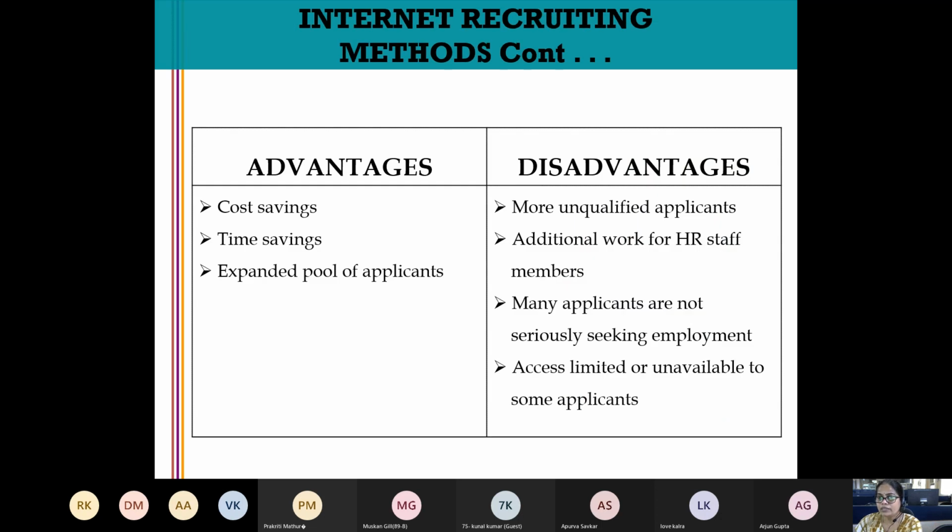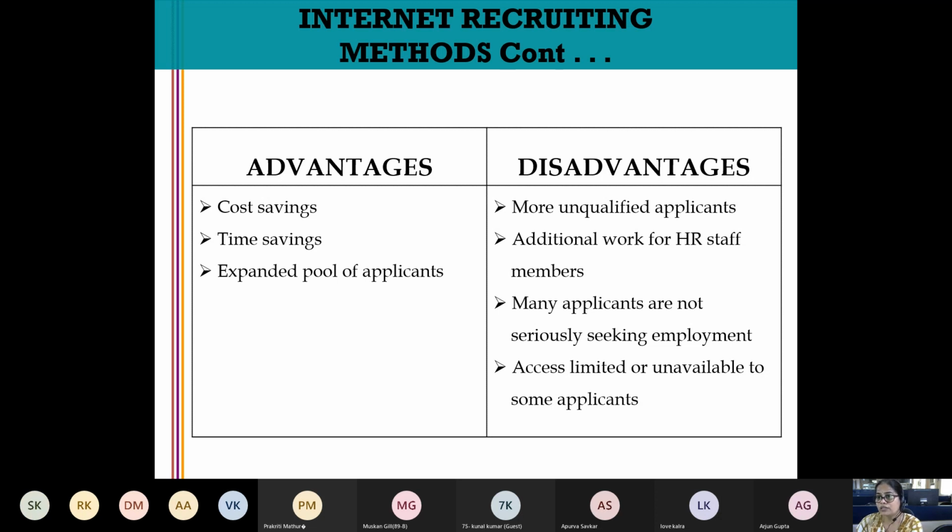Basically, what are the advantages? Please refer to this. Remember, because I'm going to take one very important case study on this internet recruitment method. What are the advantages? One is cost saving. With one click, you can reach many people. It is time saving, and you have an expanded pool of applicants. The advertisement you have posted on a job portal or your own website automatically reaches a maximum number of people.